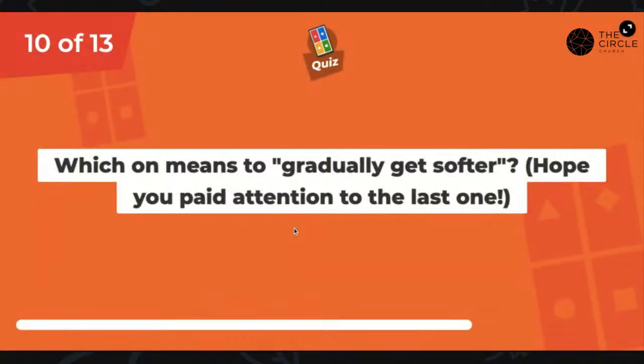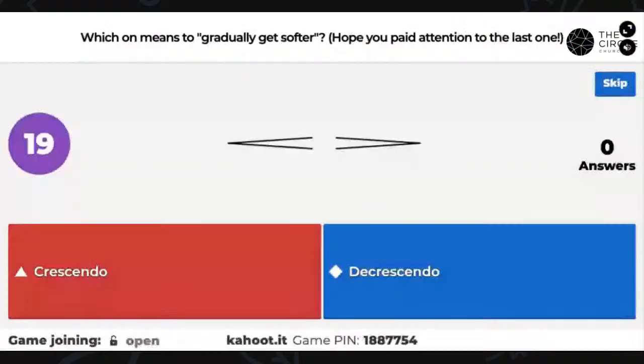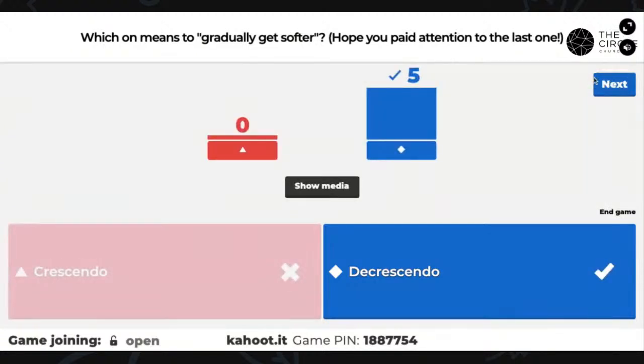So this one is, which one means to gradually get softer? I hope you paid attention to the last one. Red is crescendo and blue is decrescendo. Nice job, everyone.